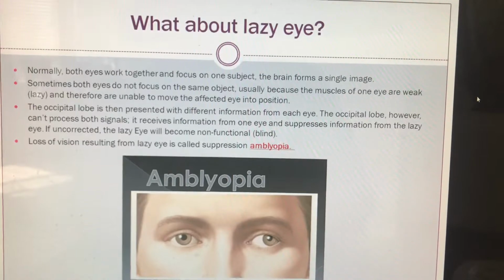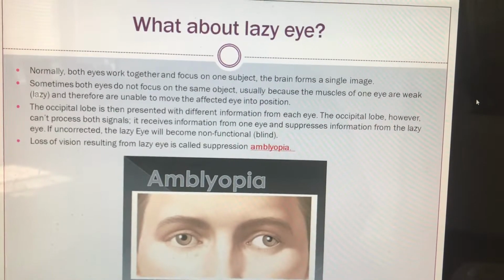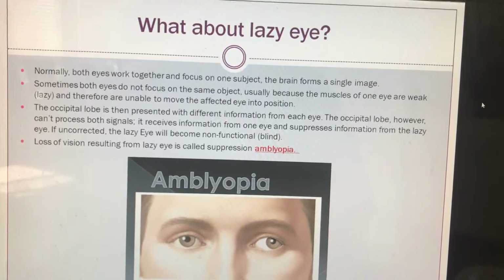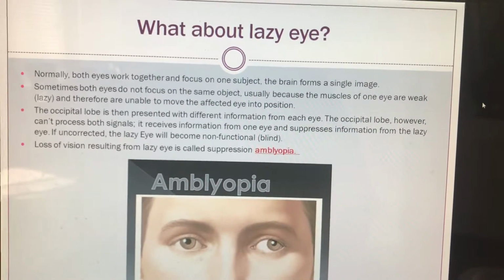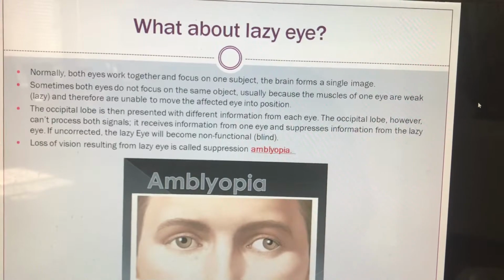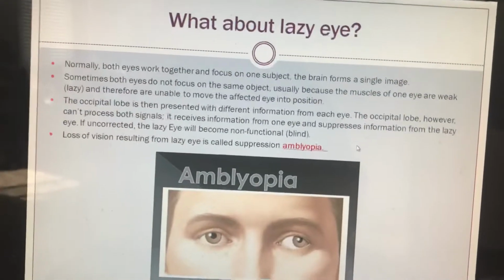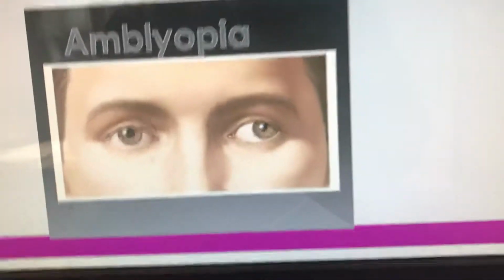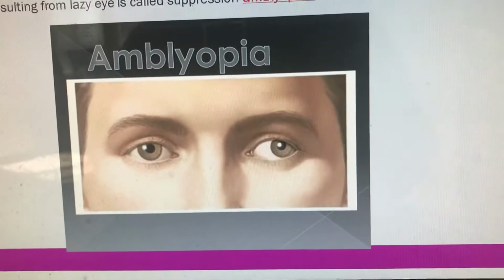If uncorrected, the lazy eye will become non-functional, which can lead to blindness. Loss of vision resulting from lazy eye suppression is called amblyopia. As you can see there, that's the lazy eye.